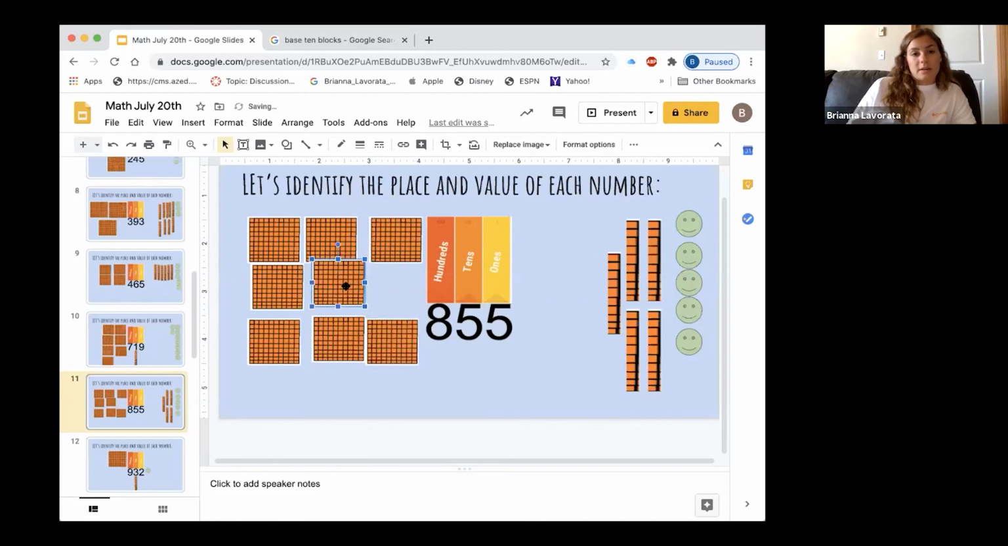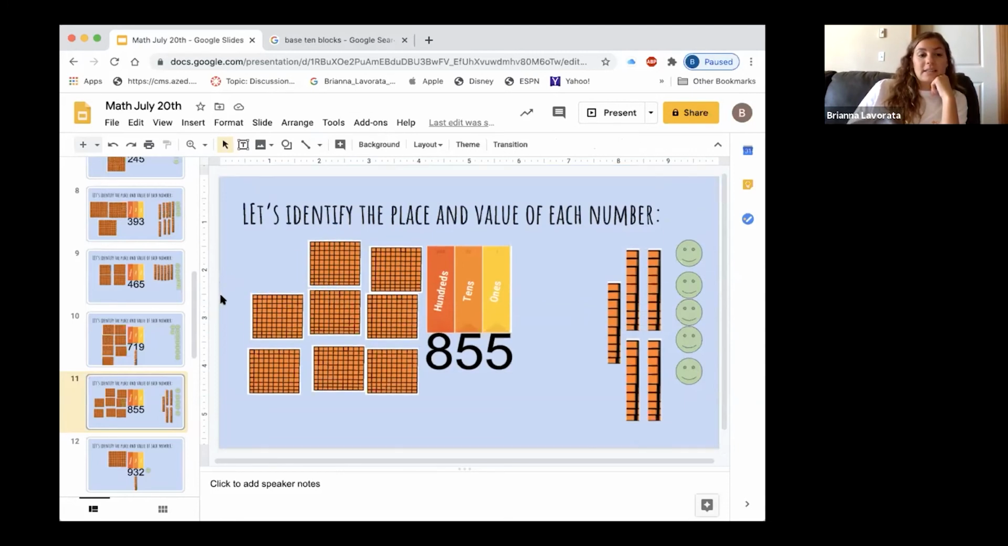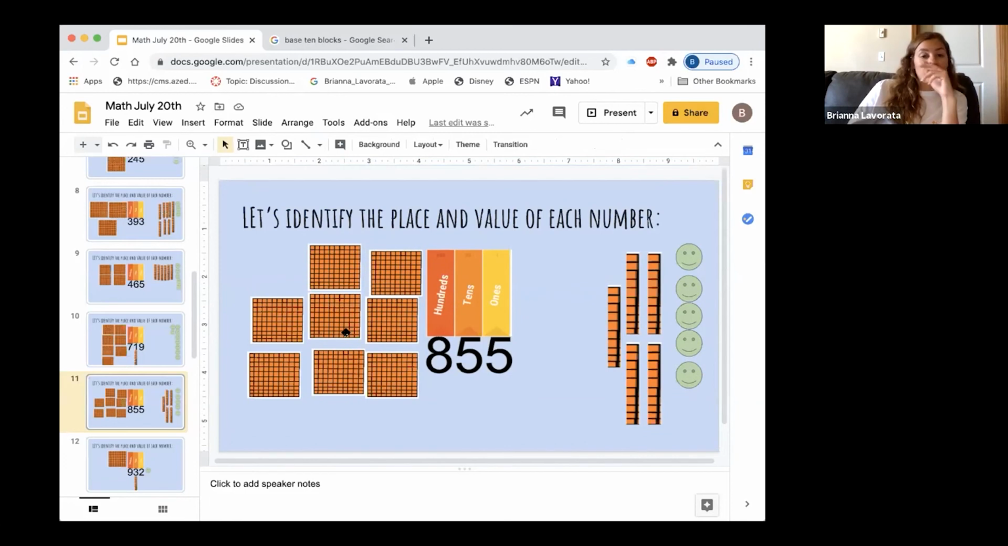Okay, let's make that a little bit more even. So all together we have 1, 2, 3, 4, 5, 6, 7, 8. How many hundreds do I have? 800, right? 8 groups of 100. We are representing that by showing our base 10 blocks.